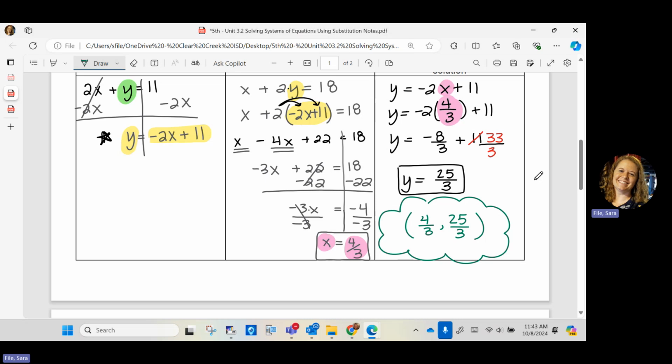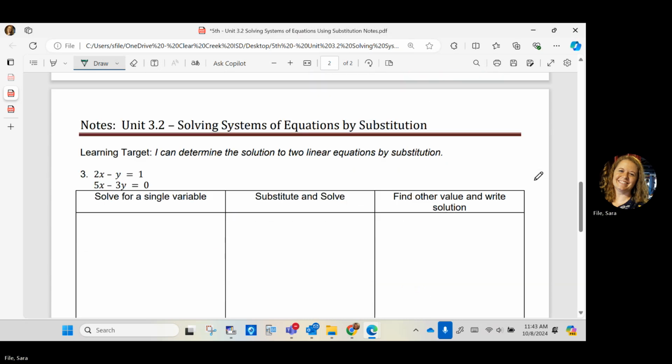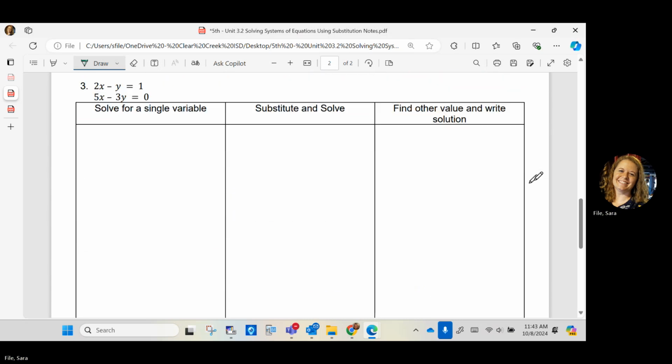Let's flip it over and I'll try another one. Okay, if you look at all of your x's and y's here, the only one that doesn't have a coefficient in front of it is this y in the first equation. So that's the one I'm going to solve for first. So I'm going to take that first equation and I'm going to solve for y.